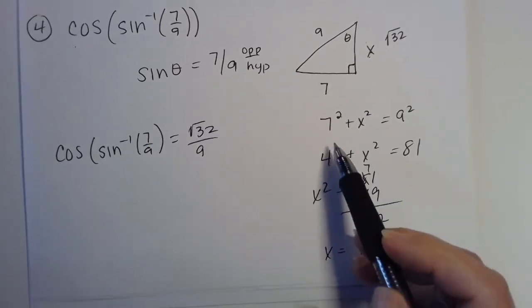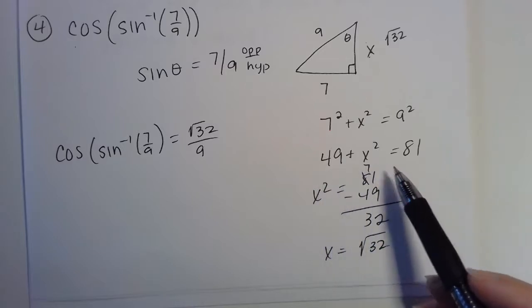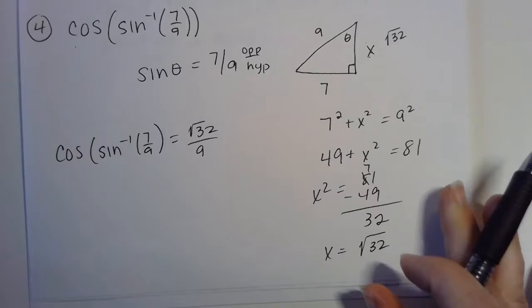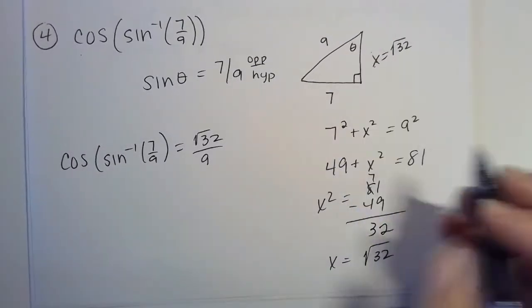Okay. So 7 squared plus x squared equals 9 squared. So 49 plus x squared is 81. I solve for x squared, I get 32. I take the square root, I get square root of 32. That's the length of my adjacent side, and I put it over here.